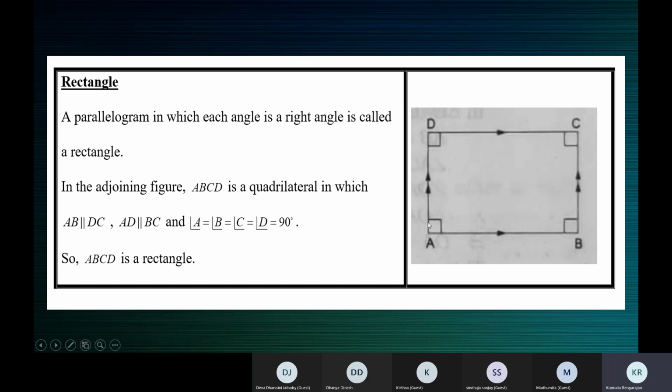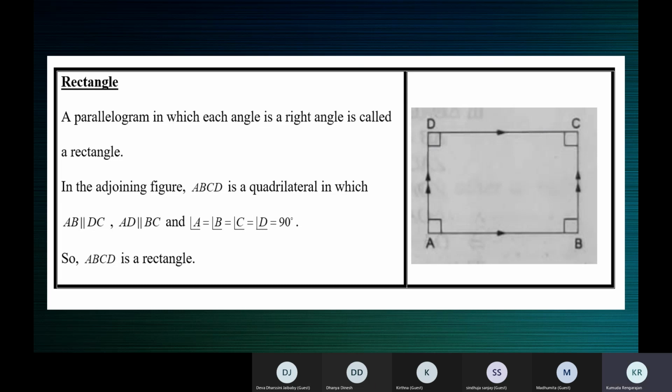So you see that when one angle in a parallelogram is a right angle, all the others also will be right angles. If this is 90, automatically C is 90 because opposite angles are equal. Then B is 90 because A and B are adjacent angles. So if A is 90, B will be 180 minus 90, which is 90. If B is 90, opposite angles are equal, so D is also 90. So in a parallelogram, if one angle is a right angle, then it's a rectangle.